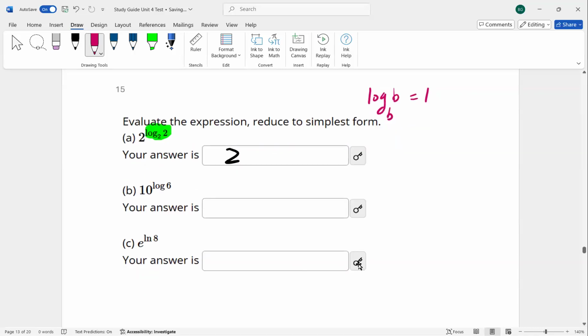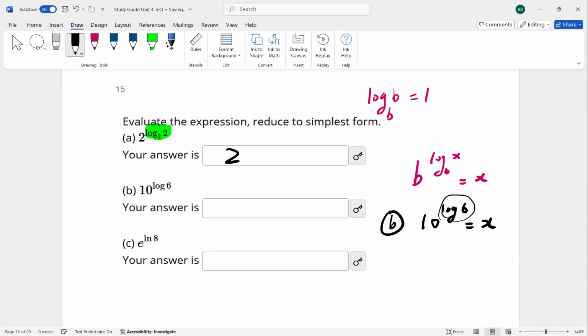Part B. We actually mentioned that formula as well. If you remember, b to the power log base b of x is x. But if you do not remember, what we can do is say part B is 10 to the power log 6 equals x. We want to know what x is, right? So this is exponential form, and this is the log on the shoulder.